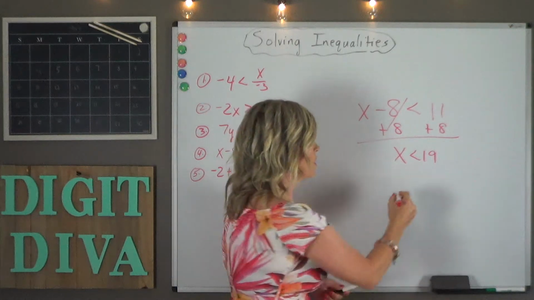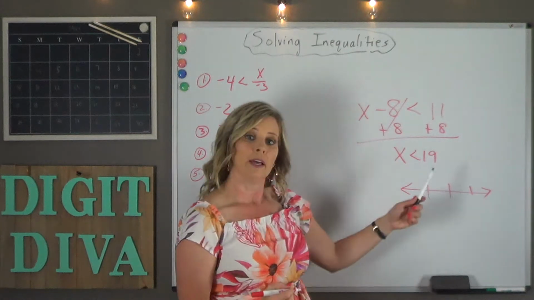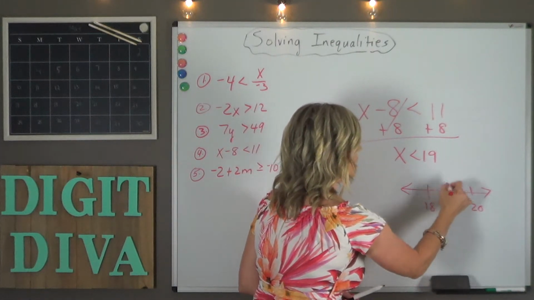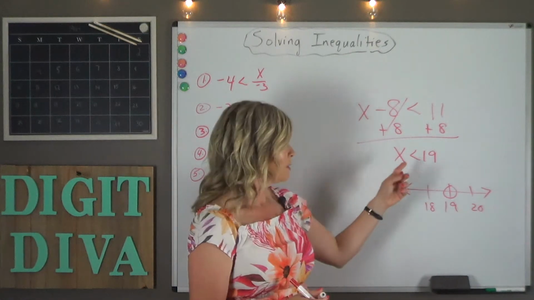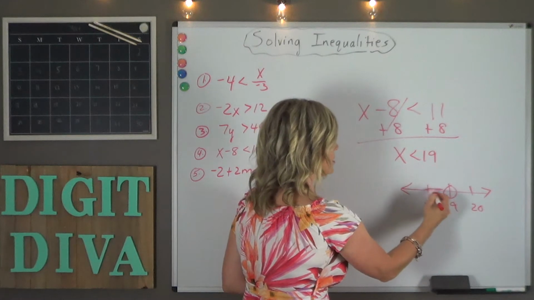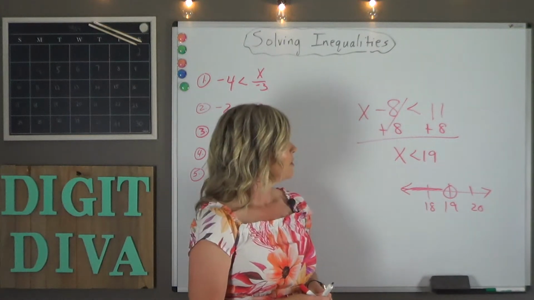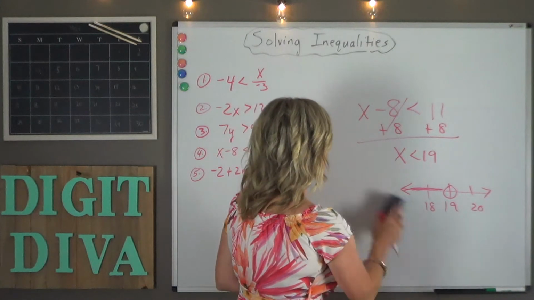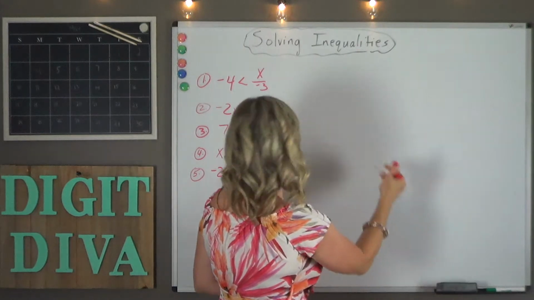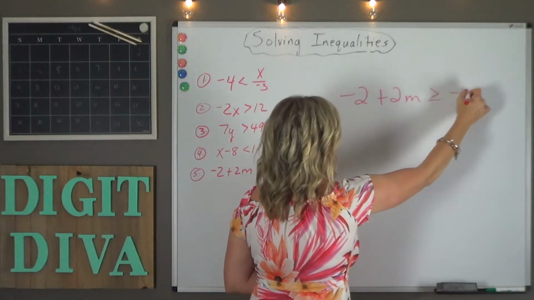Okay, so I'm going to put my 3 numbers on my number line. 19 would be in the middle, 20 is above it, 18 is below it. Again, I would have an open circle because of my less than symbol. X is less than 19, so I would shade the numbers that are smaller than 19. So far, so good. Okay. And our last one is a 2-step inequality. Not a big deal.